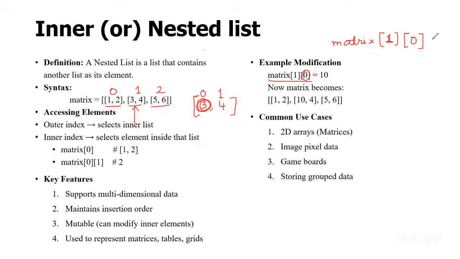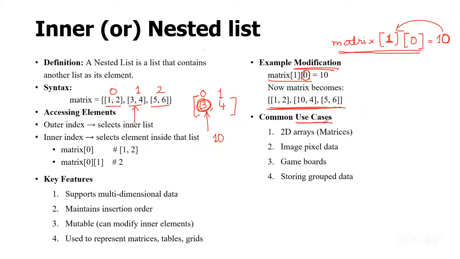What I can do is equate this. Using the assignment operator, I can just give 10. So in place of this element, 10 will be assigned. That is, the list will be the first list 1 comma 2, and in place of 3, 10 is given. So 10 comma 4 and then 5 comma 6. In this way I can modify my inner list.